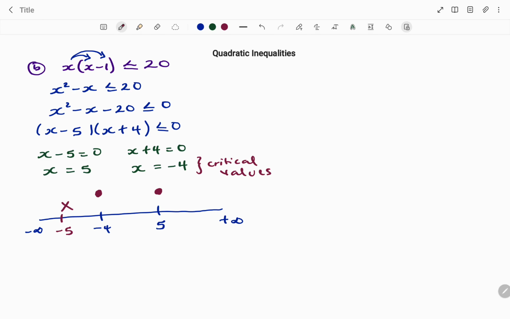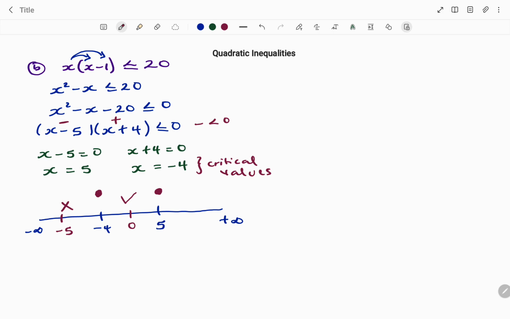Testing the points in between, let's say I have the point 0. Putting 0 back into the equation, I have the first bracket, 0 minus 5, that will give me negative 5. So I'm going to have negative in the first bracket. In the second bracket, 0 plus 4 is positive 4. And if I multiply the negative times the positive, it's going to give me a negative value, which is a number less than 0. So what that means is, for numbers between negative 4 and 5, the inequality is true. So I'm going to have a tick as shown.